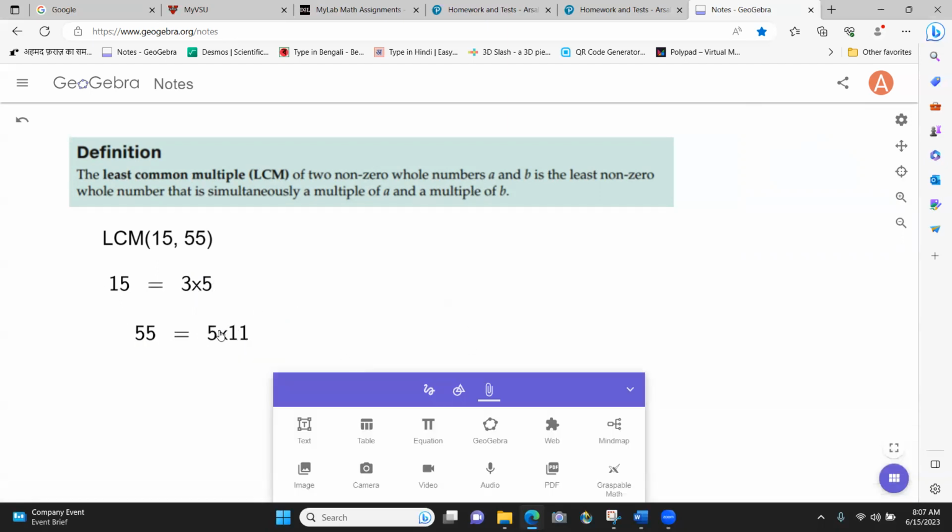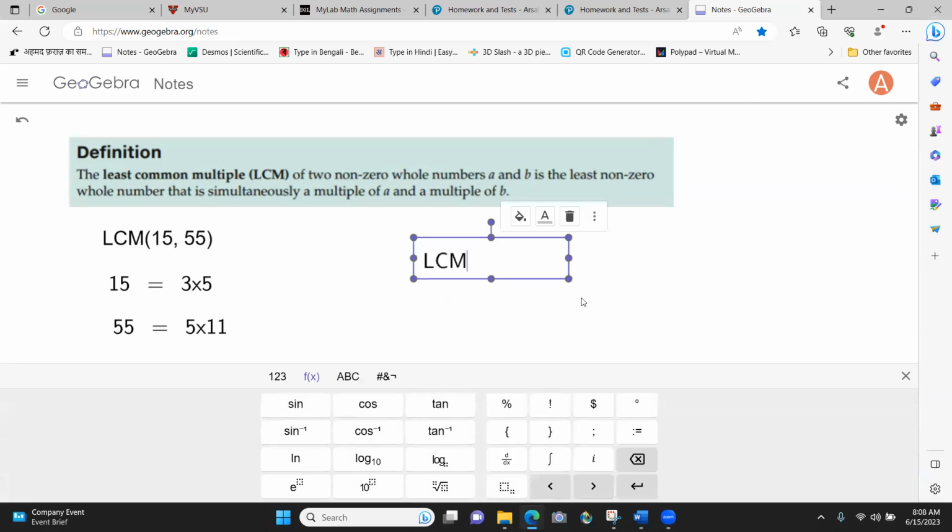Now, to find the lowest common multiple, we take the term with the highest power that's common. So here, 5 and 5 are the same. LCM of 15, comma 55. I'll show you one more example, okay? So it's going to be 3 times 5. I have 5 to the power 1, and I'll take it only once. If I had 5 to the power 2 and 5 to the power 1, I'll pick the bigger one.